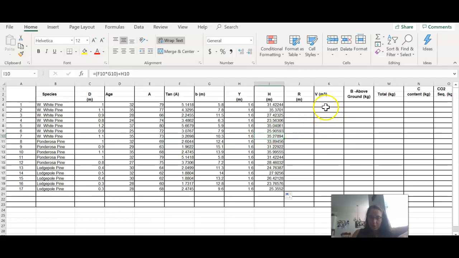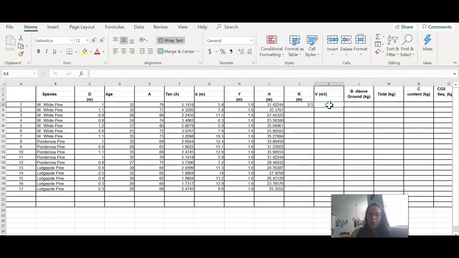So first we need to calculate the radius, right? Because we don't have that yet. But we know that the radius is simply half of the diameter. So we say radius is equal to d, which is diameter, divided by 2. Excellent. And so you can do the same thing of dragging this down.